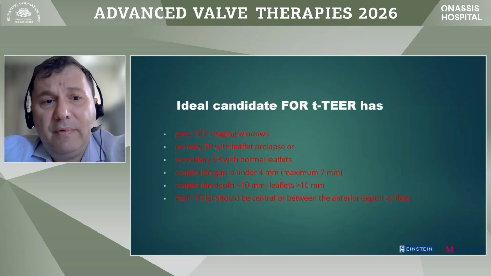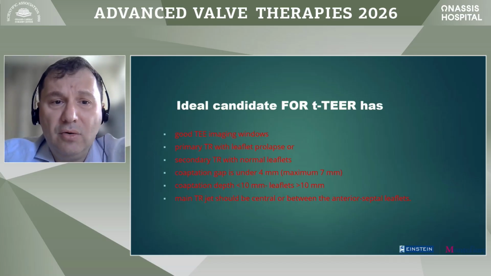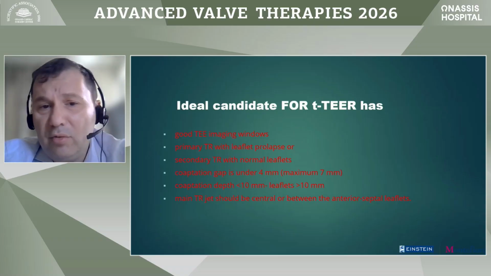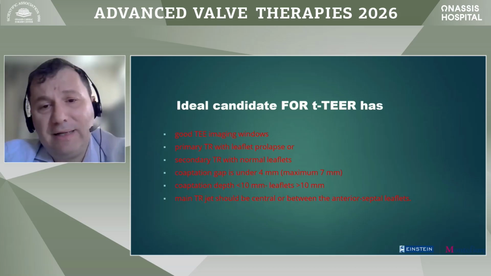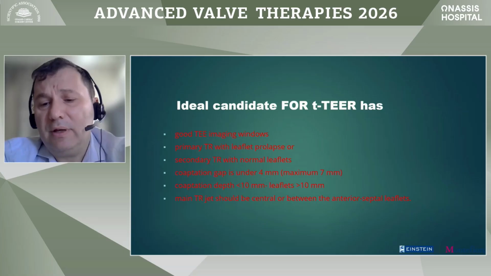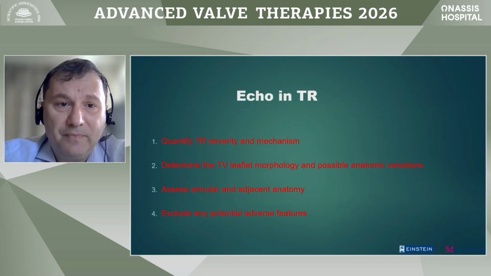And the good candidate for TEER has good TOE imaging windows, has a primary TR with prolapse or a secondary TR with normal leaflets, has a coaptation cuff less than 4 or less than 7, and the main jet comes from the anteroseptal part of the leaflet.